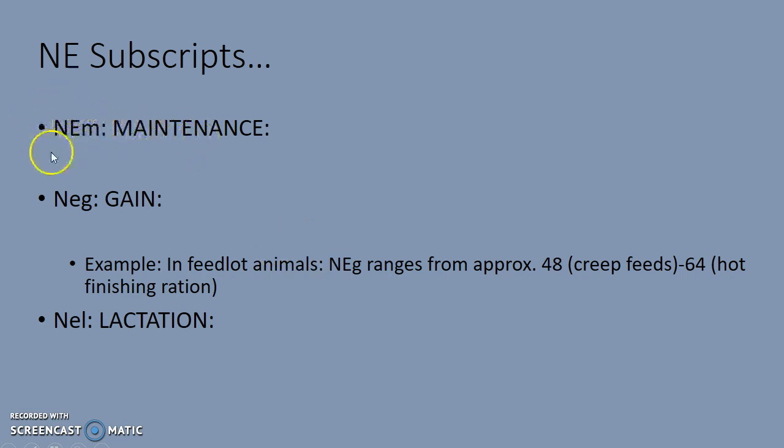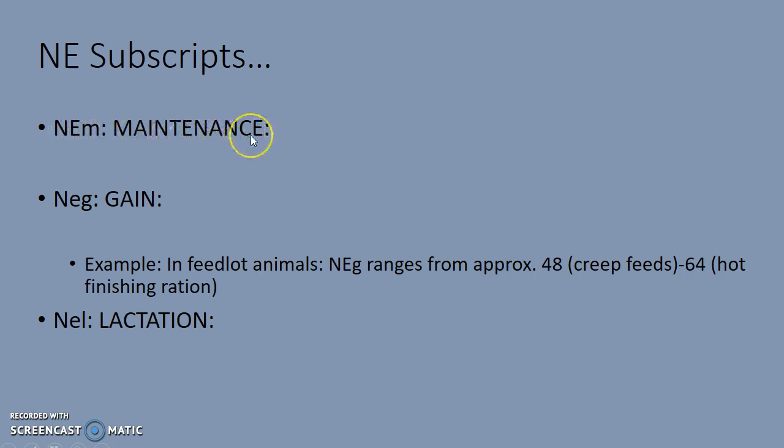So when you're balancing rations, or if you're looking at a feed sample, a lot of times it'll have that NE, or net energy, and then it'll have a subscript. A subscript is basically a smaller letter down here. And it'll be M for maintenance, G for gain, or L for lactation. So remember, these are going to be basically the production components of net energy.